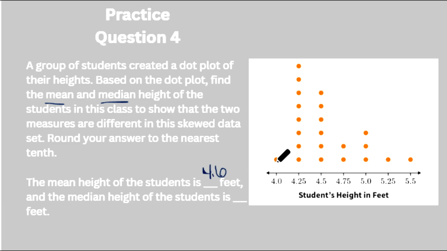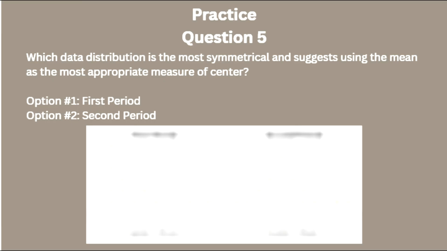Okay. And then the median. 1, 2, 3, up to 22. Half is 11. That and the next one. So the median height is 4.5. Because this is skewed, this is going to be the most accurate one. It didn't ask that, but 4.5 is going to be the most accurate center.